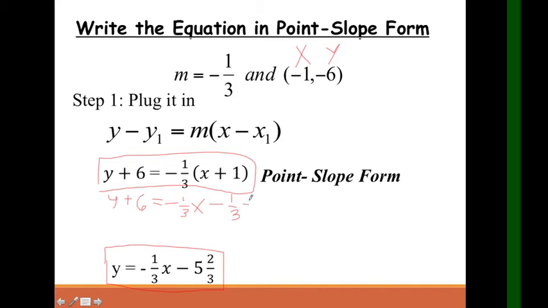So magiging y equals negative 1/3 x minus 1/3. Okay? And then, yung 6 magiging negative 6. Right? Then, you will add negative 6 and negative 1/3.